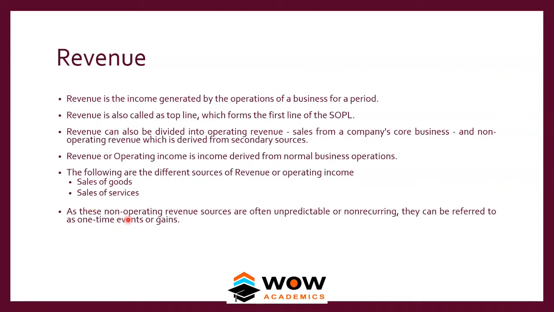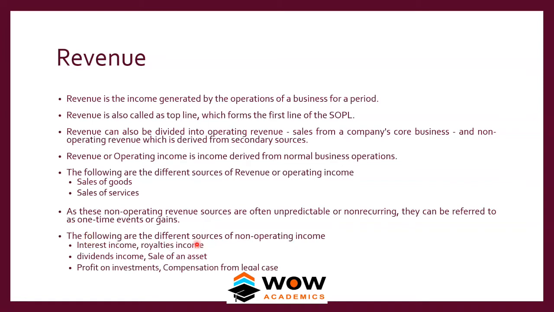As these non-operating revenue sources are often unpredictable or non-recurring, they can be referred to as one-time events or gains. Okay. See, non-operating revenue can also be like one-time income. For example, the same car manufacturing company sells an asset. Okay, sells a machinery. So because of selling that machinery, they get an income, right? See, it's a one-time income, right? It's not that they are going to keep on selling the machines regularly. Okay, what they're regularly selling is the cars, not the machines. Okay, so non-operating revenue or income can be like one-time incomes.